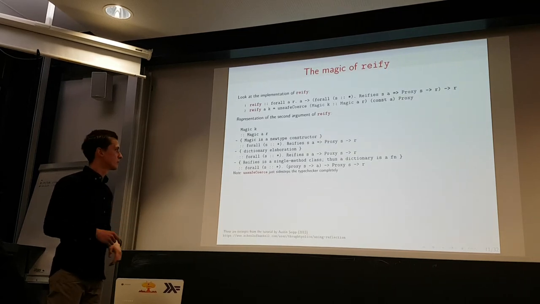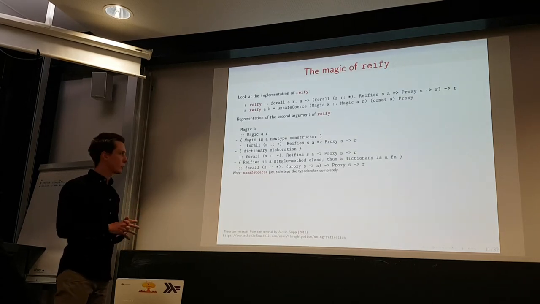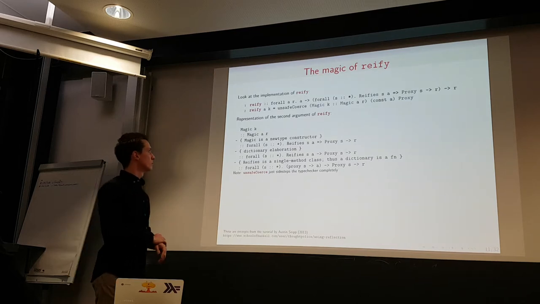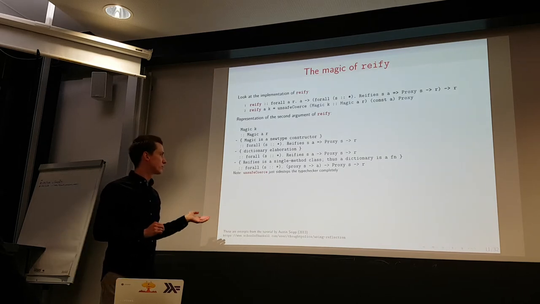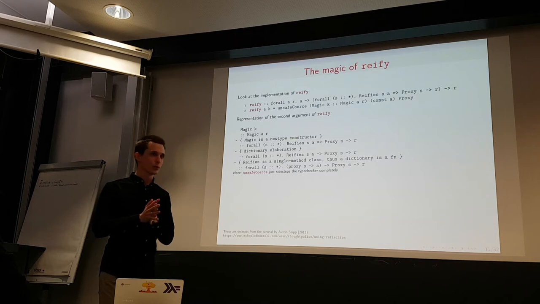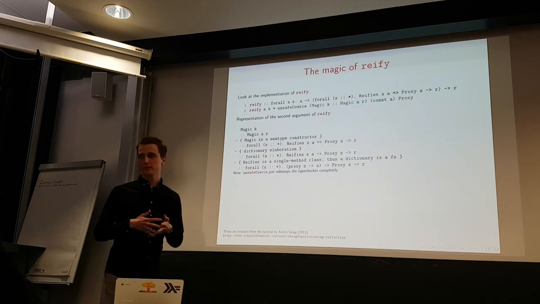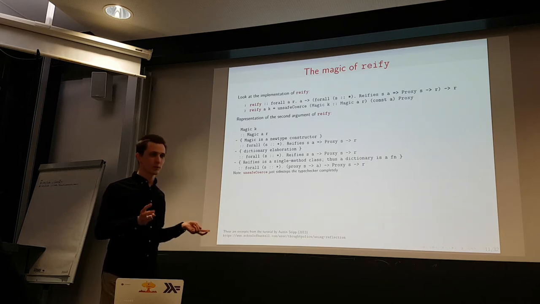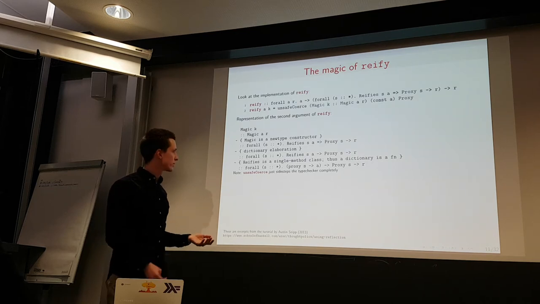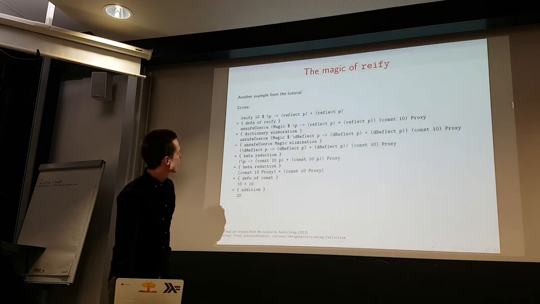Well, unsafe coercion doesn't care about anything of it. It just bypasses the type checker completely. So it's our responsibility to say, yeah, we know that it should work, but I don't know of a way to make it a proof to show to the compiler that it's actually the case.